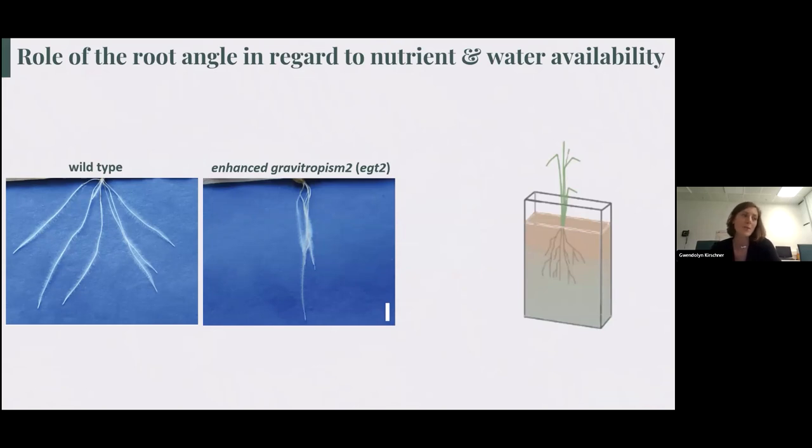So the only actual changes we found in regard to the phenotype is the change of the root angle. While there are a lot of mutants that are affected in the root angle, for example, related to auxin, you then have a lot of shoot phenotypes as well. So you cannot really usefully use them to only rule out what the root angle contributes to the plant performance.